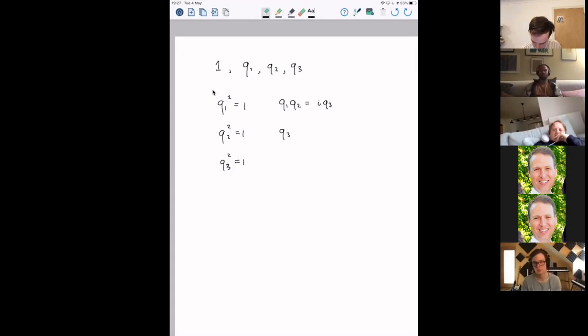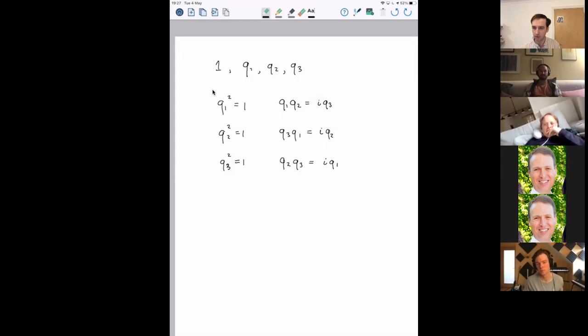So Q3 times Q1 is equivalent to I times Q2. And Q2 times Q3 is equivalent to I times Q1, where this I is again the imaginary number. So it's the number that has as a property that its square is equal to -1.